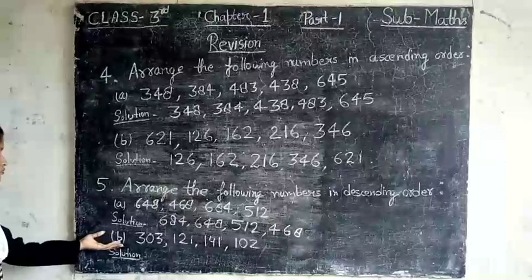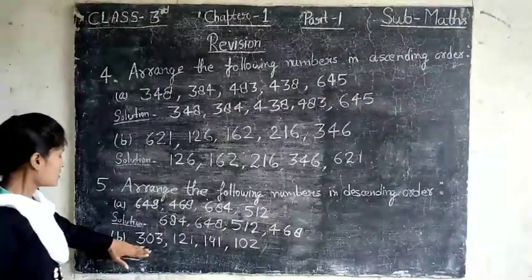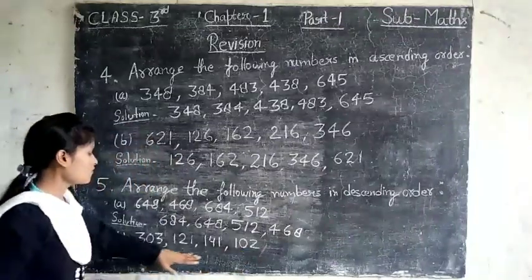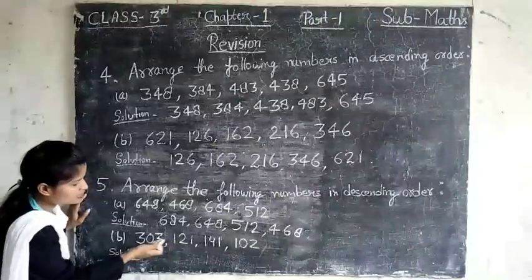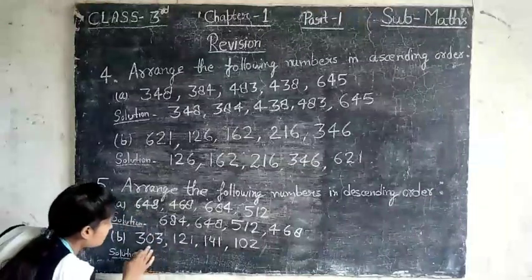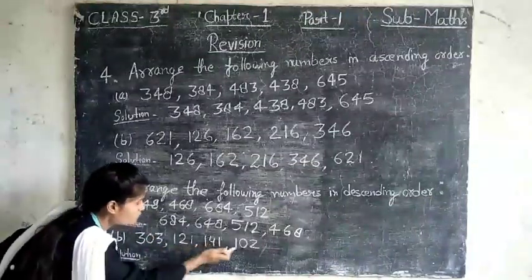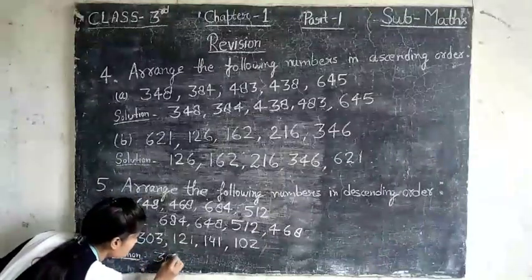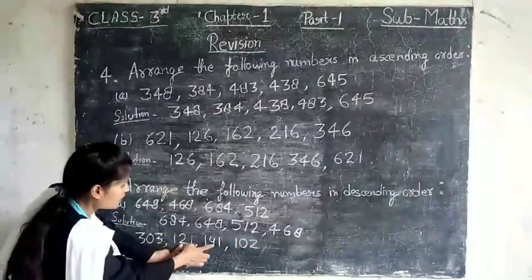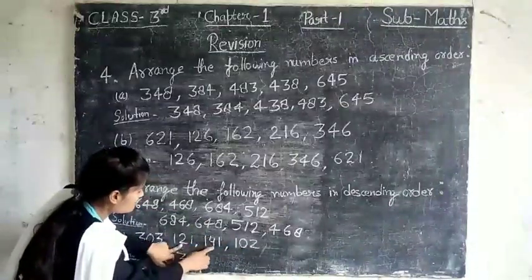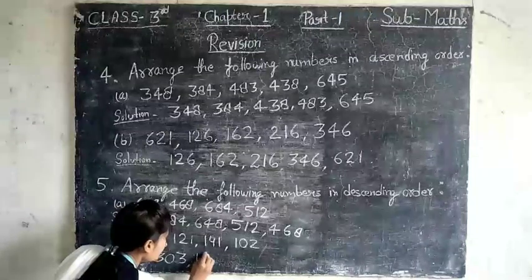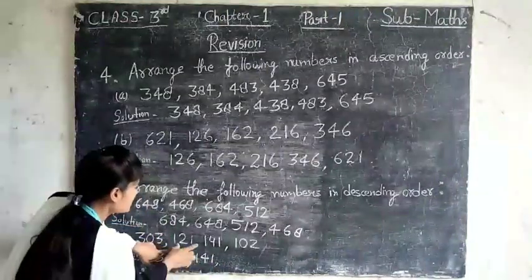Now we go for the next question part, question B. 303, 121, 141, and last is 102. Here there are 4 numbers, each of 3 digits. Now compare as above. Here 3, 1, 1, 1: 3 is greater, so 303 is here. Now next 1, 1, 1 is equal, so we compare 2 and 4. So this one is greater. Now let's compare 4 and 0. So this one is greater, so 141 is greater than 121. So this is here. Now this is the remaining part.